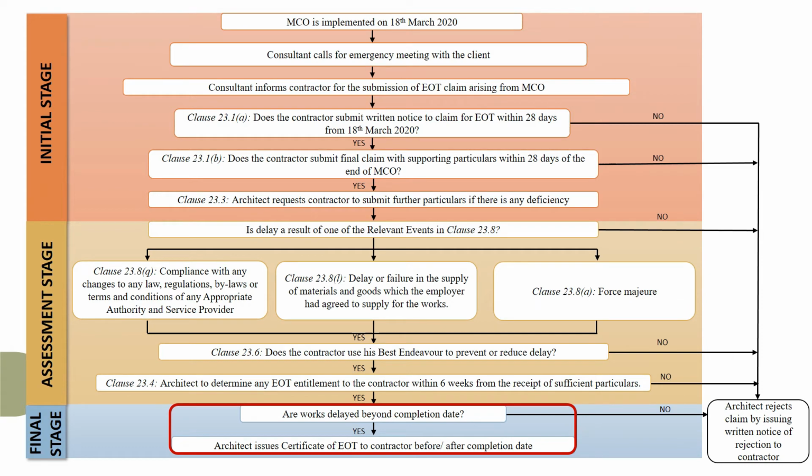During the final stage, the architect would issue a certificate of EOT to the contractor before or after the completion date if the contractor is entitled to claim for EOT and the works were delayed beyond the completion date. On the contrary, the architect would issue a written notice of rejection to the contractor if he is not entitled to claim for EOT. The contractor would not be entitled to claim for EOT if he does not comply with any step of the SOP above.